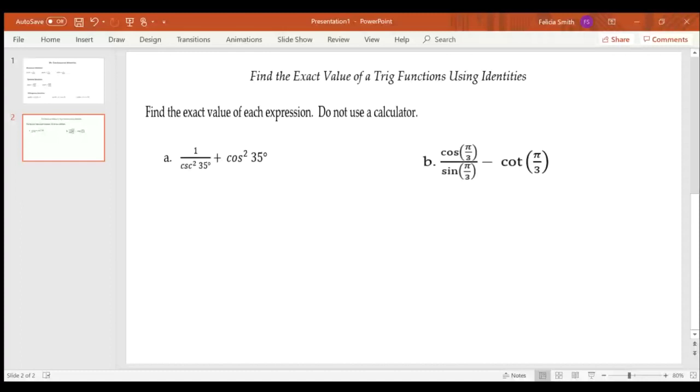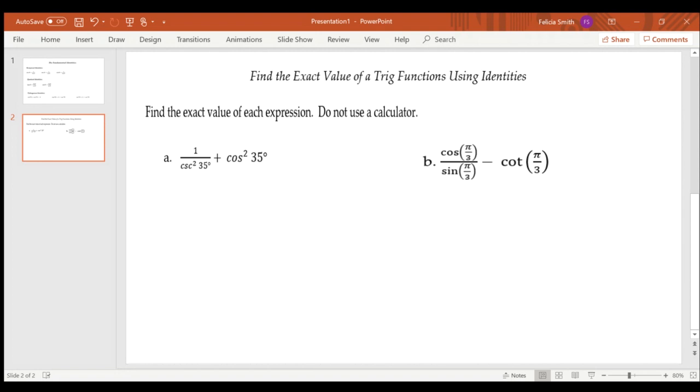Let's go ahead and take a look at these examples. We're going to be finding the exact value of each of these expressions, and we're not going to be using a calculator. We're actually going to rewrite these expressions using our fundamental identities. So for part A, we have 1 over cosecant squared of 35 degrees plus cosine squared of 35 degrees.